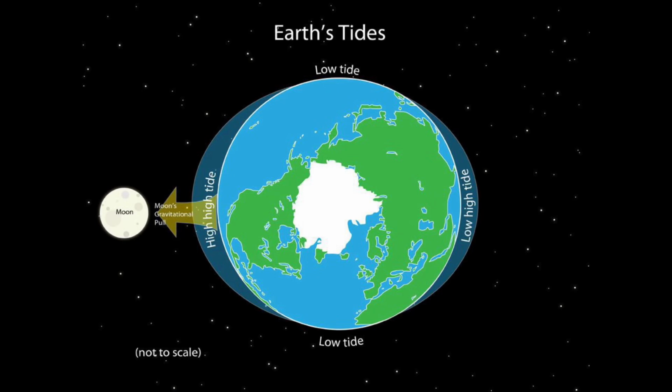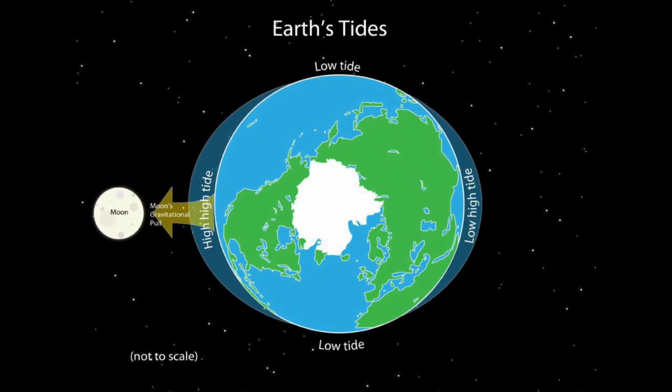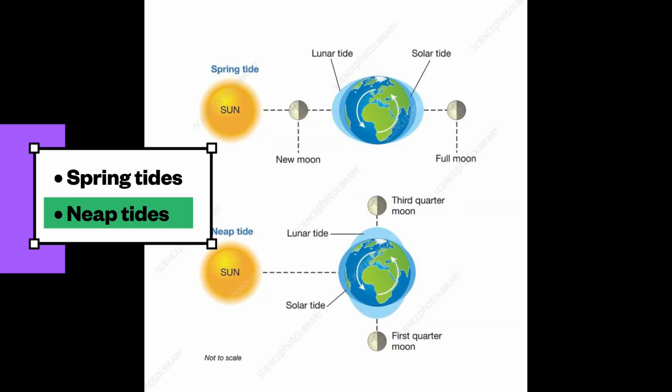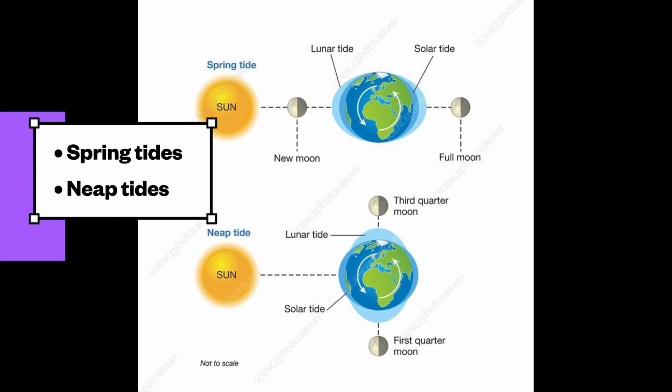Tides and waves are movements in the ocean that have significant impact on the Earth's shape and ties to the alignment of the solar system. There are two types of tides that we're going to talk about today: spring tides and neap tides.